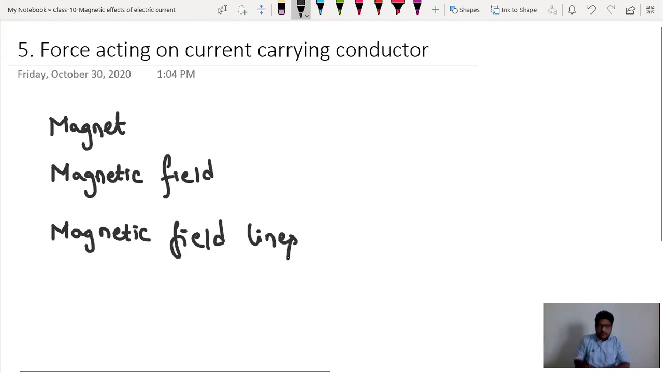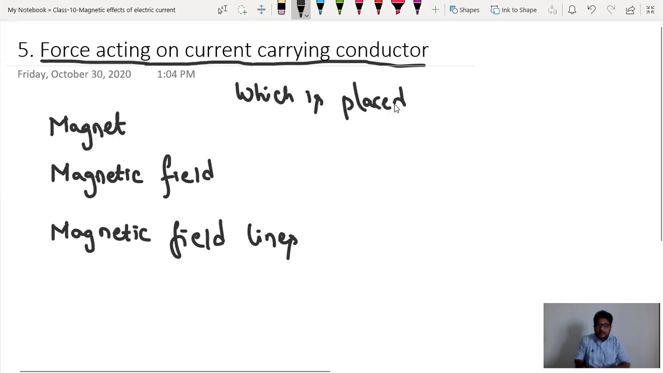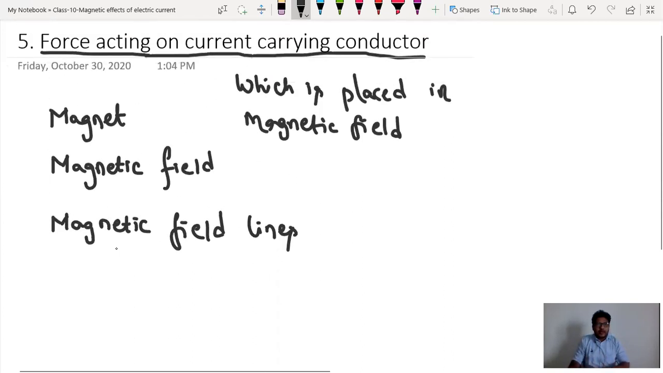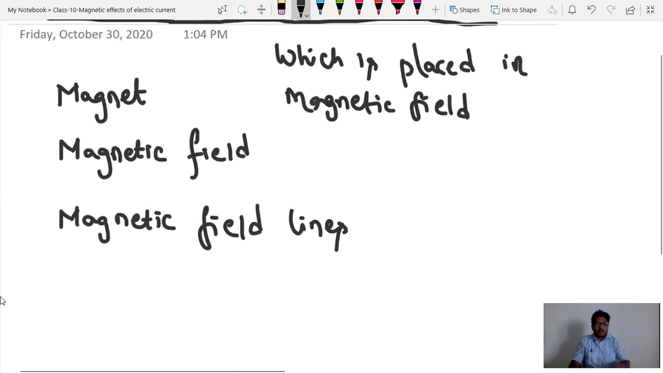But today's concept is so important. Today's concept is the force acting on a current carrying conductor which is placed in a magnetic field. That is the concept we are going to discuss in this lecture. So, the force acting on a current carrying conductor which is placed in a magnetic field, that we'll see. To learn this concept, we need a few basics. Let us try to understand those basics first.